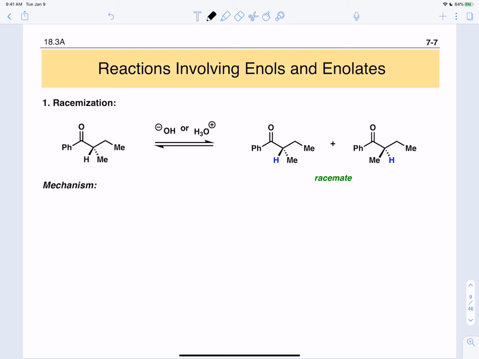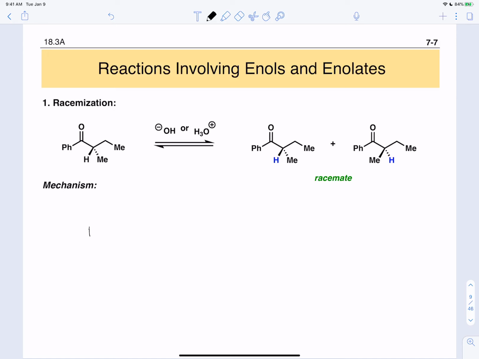So now we need to look at some different things that can happen. The simplest reaction you can have with enols and enolates is actually just the process of racemization. Racemization is where you take something that is a chiral compound and then turn it into equal amounts of S and R isomers. We've already drawn the keto-enol equilibria, and that's all we need to do here.